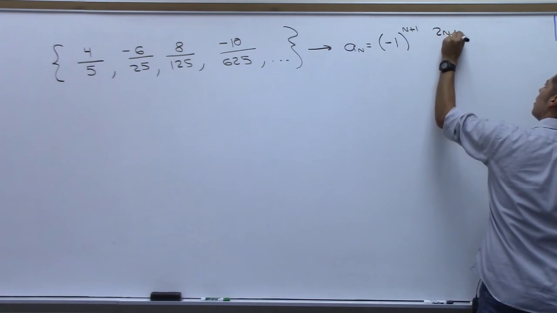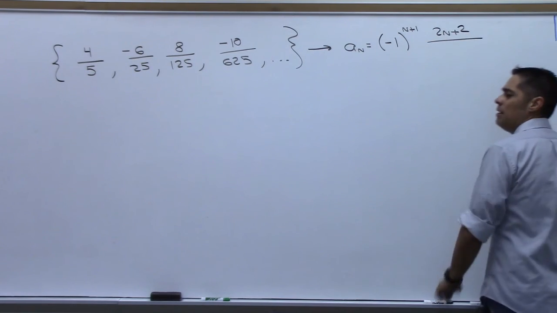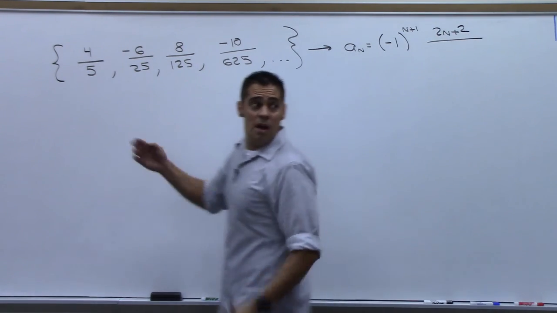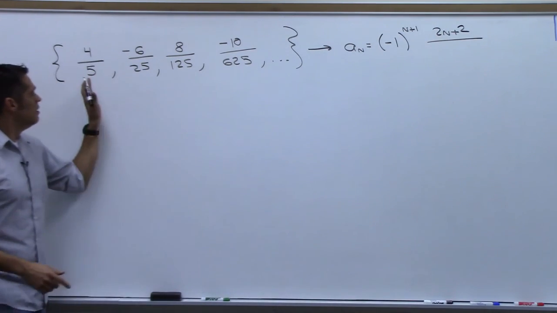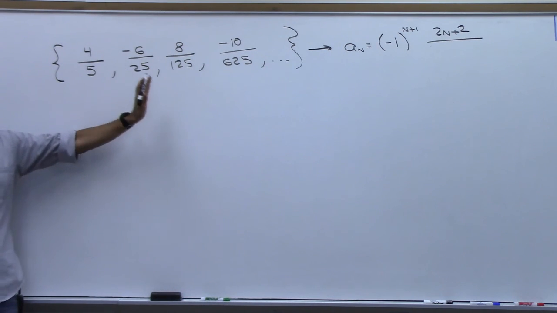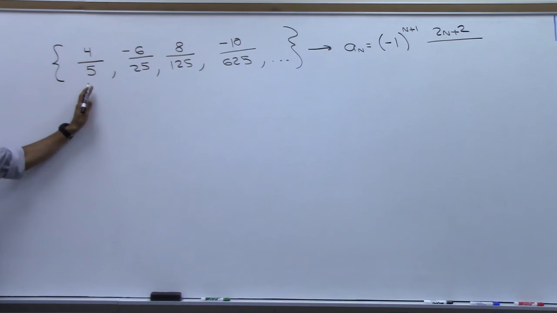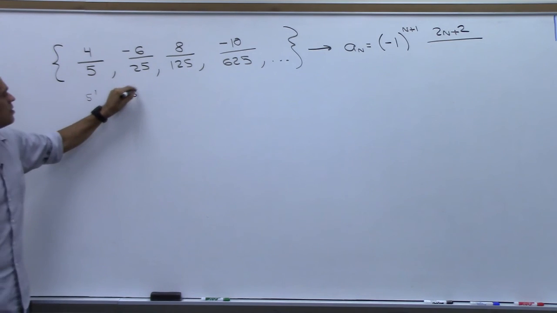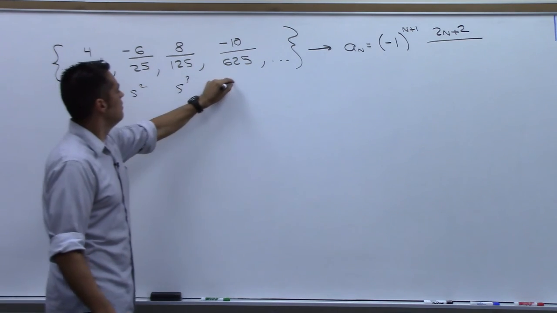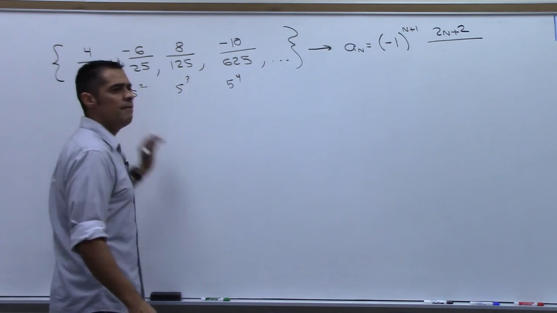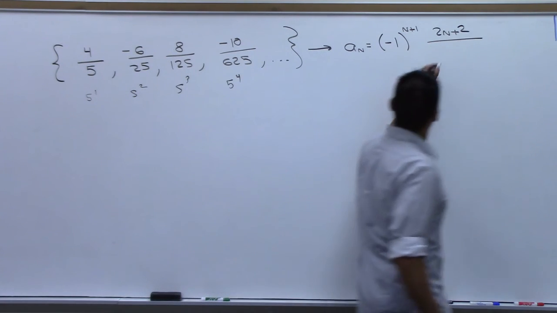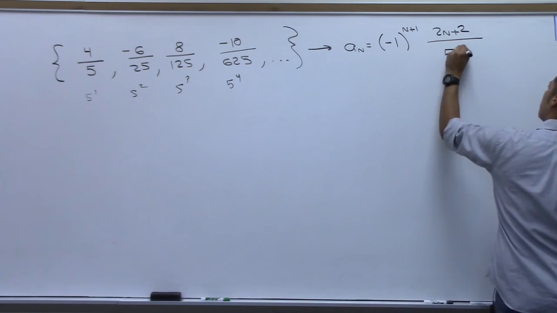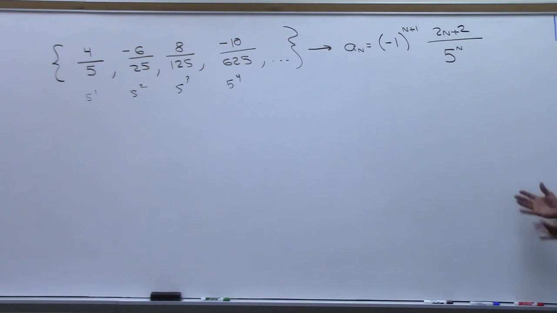2n plus 2, divided by. Now, the denominators were powers of 5. These are powers of 5, aren't they? 5 to the first, 5 squared, 5 cubed, 5 to the fourth, right? 5 to the n. We're done.